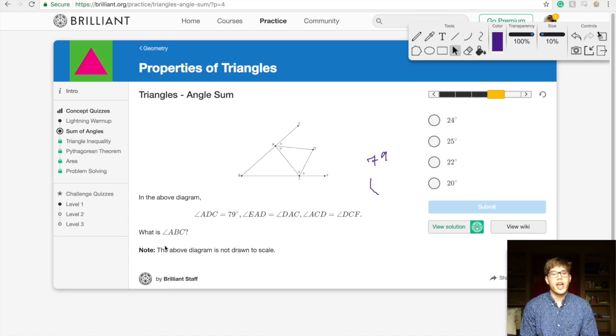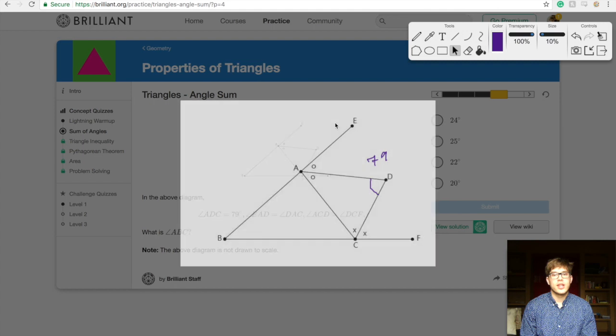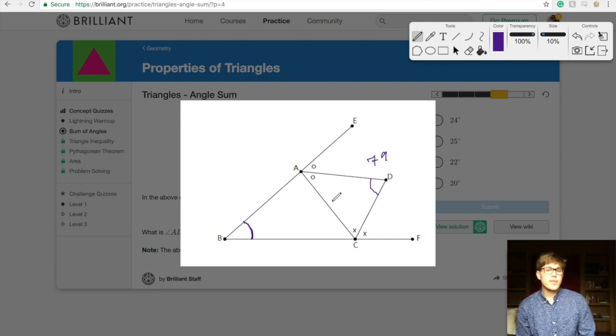And one last time, what was the question asking for? What is angle ABC? All right, angle ABC. This is what it wants. So we need to find both angle O and angle X. Maybe. Well, actually, let's think about this for a second.